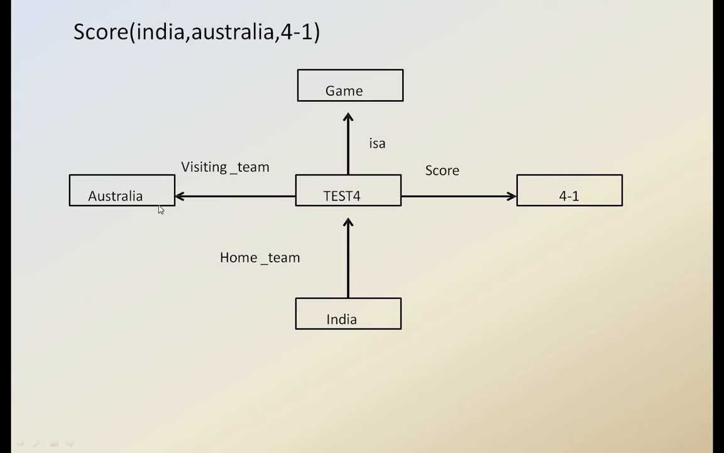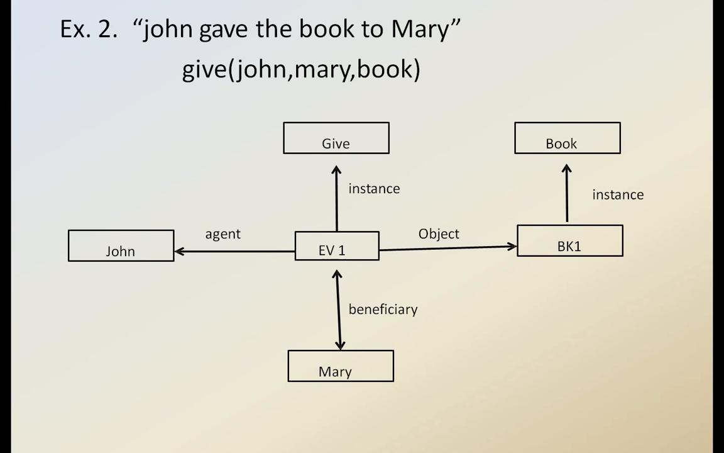India is the home team, and Australia is the visiting team for Test 4. Actually, what is Test 4? A game. And what is the score here? 4-1. Okay, so like this you can represent the predicate in the form of a semantic net.